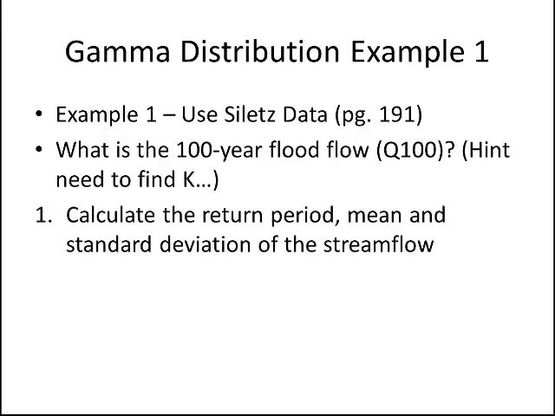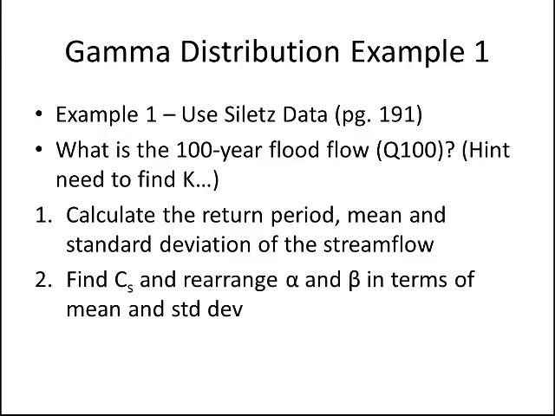So the first thing we need to do, just like with the normal distribution, is calculate the return period, the mean, and the standard deviation of the streamflow. In the textbook, they've given us this, but we could do this for any data set if we go get the data. From the previous example, we're talking about 100-year flood events, so we know what that return period is. And we've been given the mean and the standard deviation.